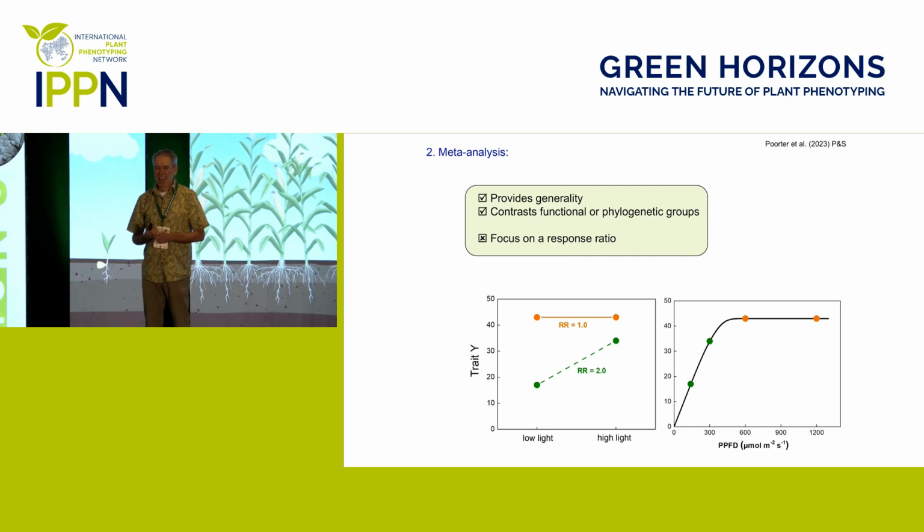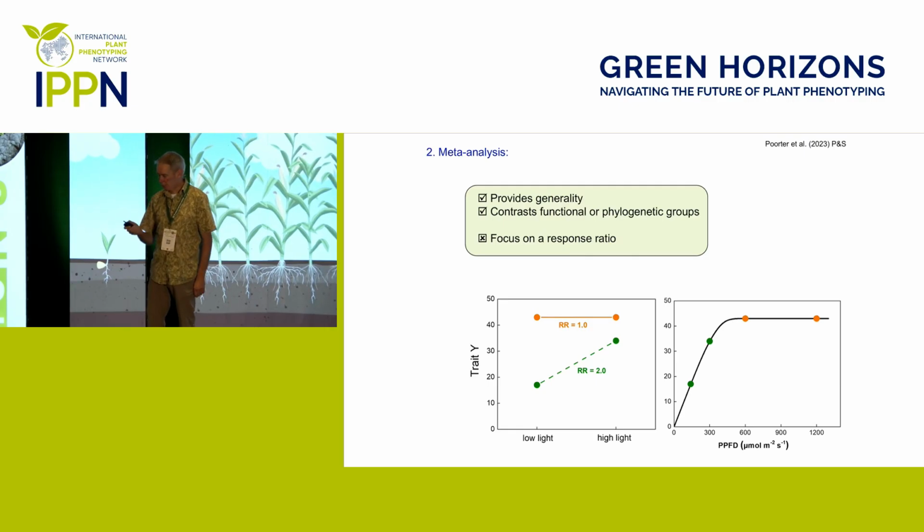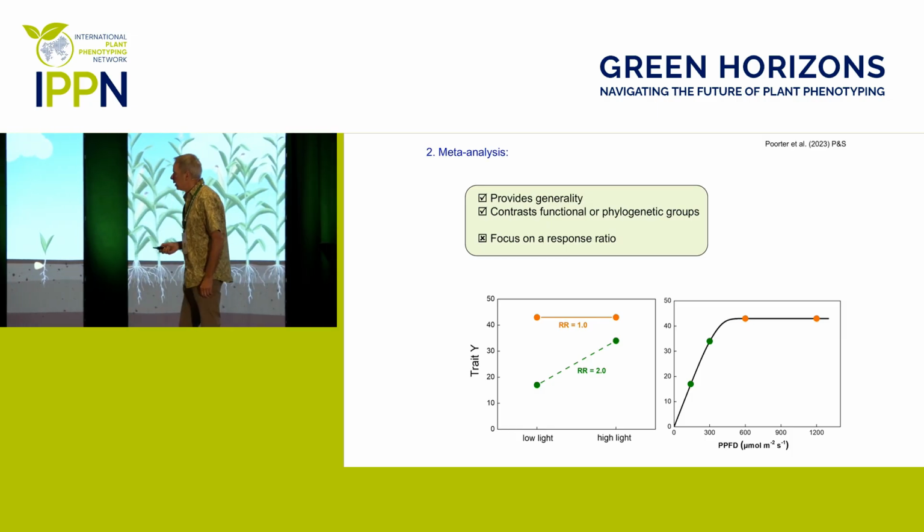So that's nice, but there is one drawback of meta-analysis I realized after doing it for 20 years. And that was that probably when we look at abiotic environmental stress, it is not the best way to analyze the responses. And I'll give you an example here.